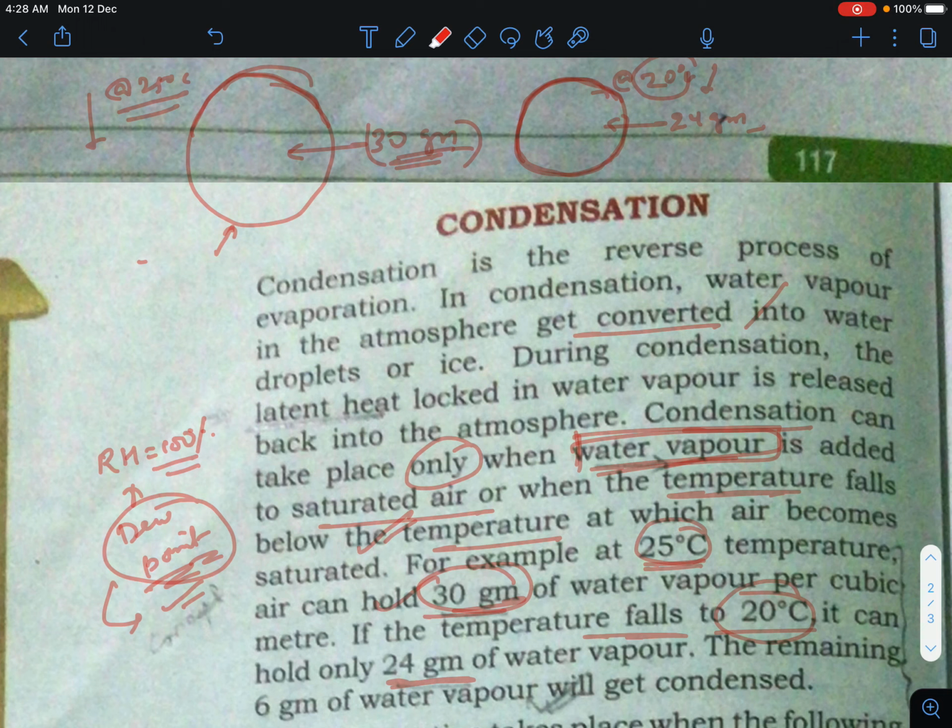Now what is going to happen? Earlier it was holding 30 gram, and now it is holding only 24 gram. So what is going to happen to the 6 gram? This 6 gram is going to condense. The remaining 6 gram of water vapor will condense.